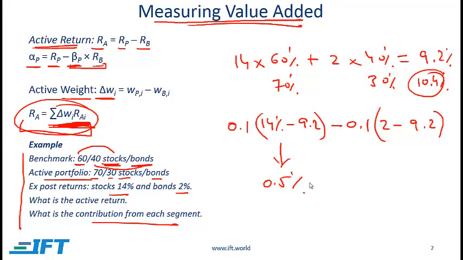So this is the active return coming because of the 10% overexposure or overweight that we have on stocks. And then the contribution from bonds, from the fact that we are underweight by 10%, so the active weight is minus 10%. Here the contribution is 0.7%, and when we add the two we get the same number, which is 1.2%.